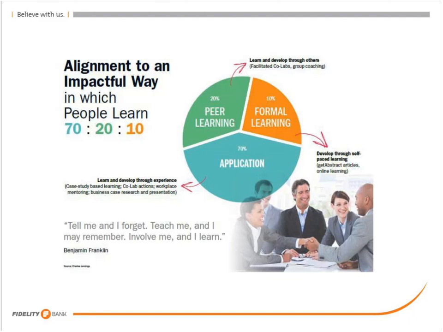We believe that 70% of the way employees learn is through their day-to-day activities on the job, which we term application. 20% is through peer learning, or interaction with their relationships in the office, colleagues, line managers, and even outside. And it's only 10% that people learn through the formal learning way.